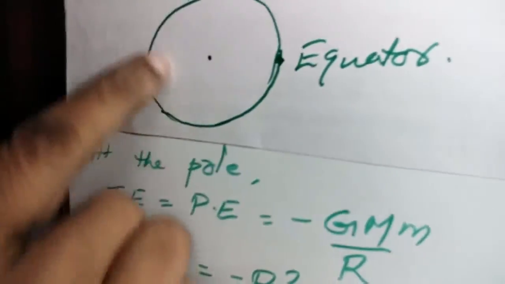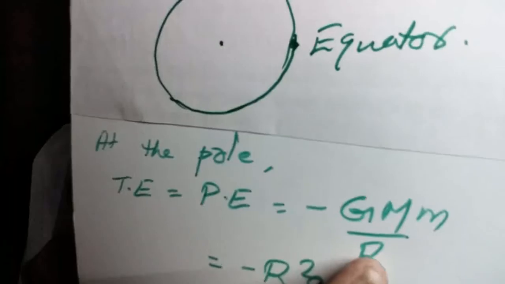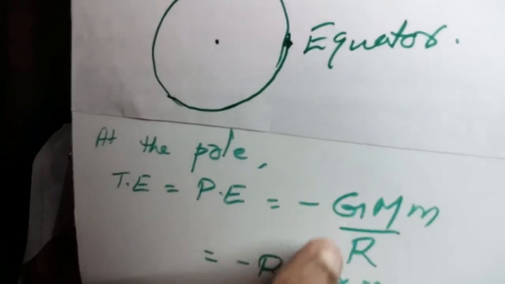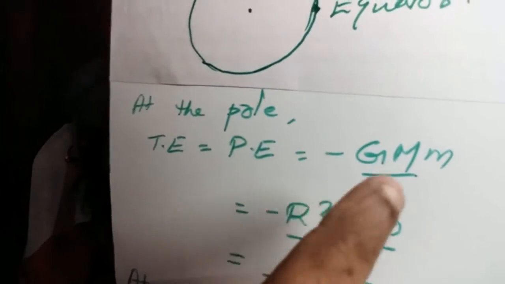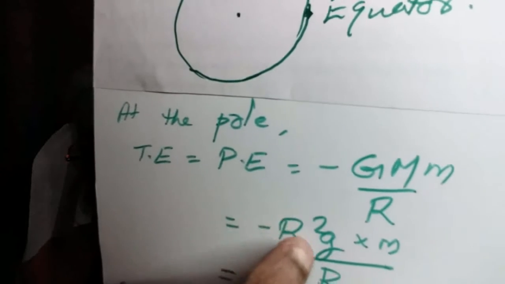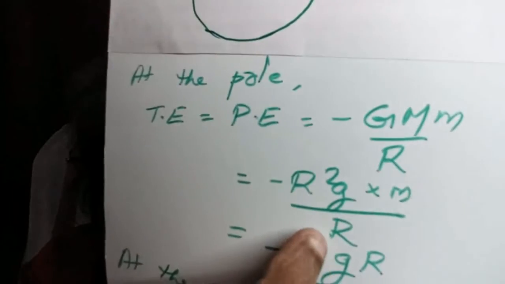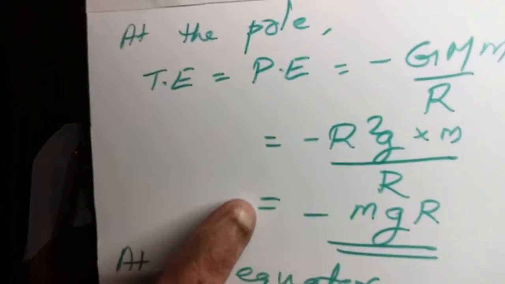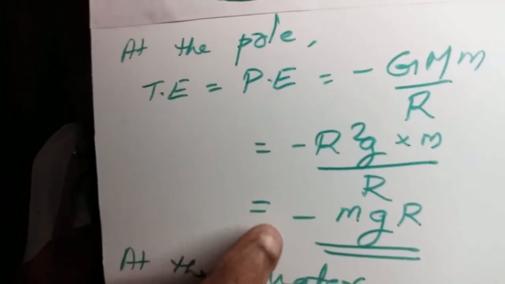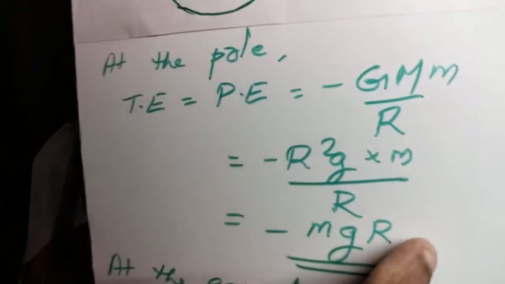It is said to be a uniform sphere, so radius is the same everywhere. So minus GMm by R. But GM equals R square into g. So R square g into m by R. So total energy at the pole is minus mgR.